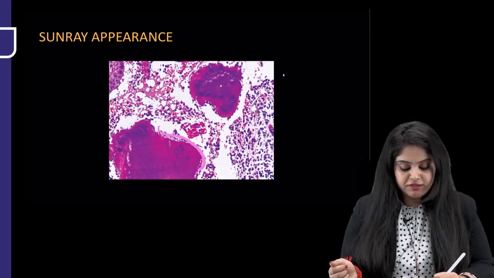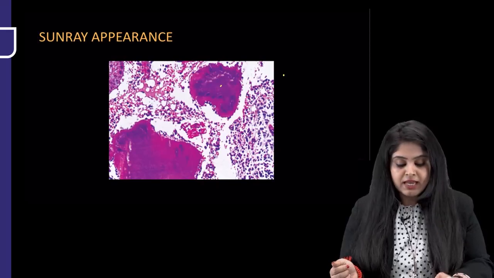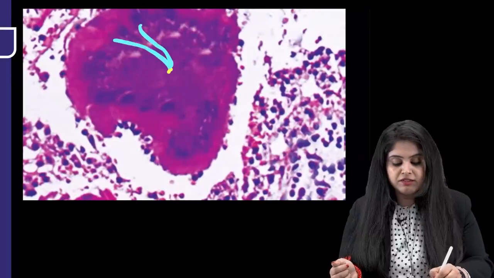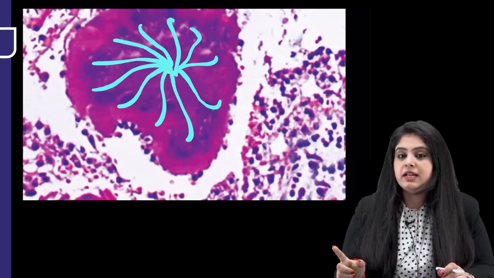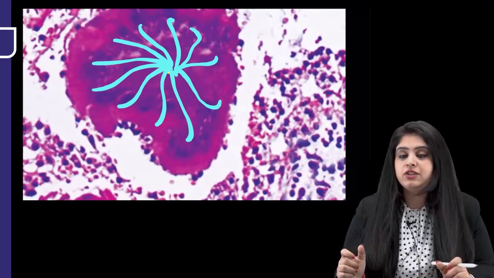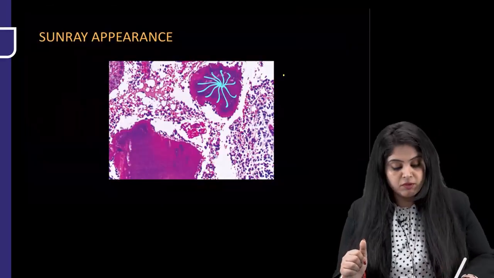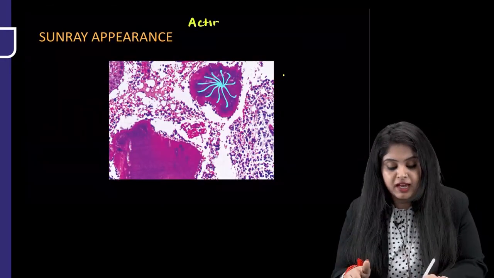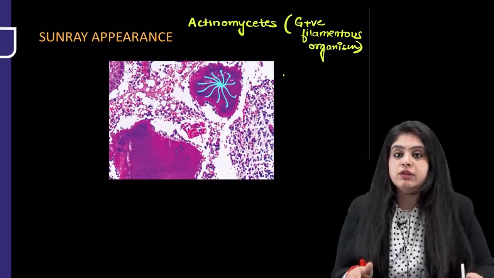What we notice in this slide is the very classical sun ray appearance. Let me zoom into it for you to be able to see the sun out here. As you will visualize, there are some purple color organisms which are radiating out. Although this is not a gram stain, this is actually an H&E picture that you have, when we talk about gram stain, anything purple means gram positive. And what is going sun ray? This is the very famous Actinomyces, which is a gram positive filamentous organism. I hope you all remember from your basics that you have studied. So gram positive filamentous organism, that is going to be Actinomyces.